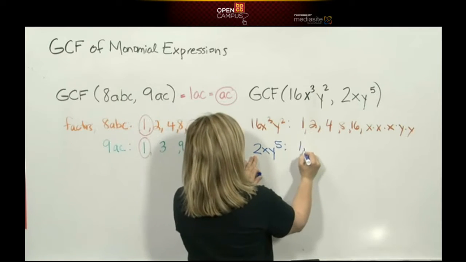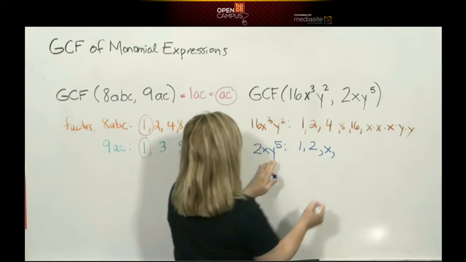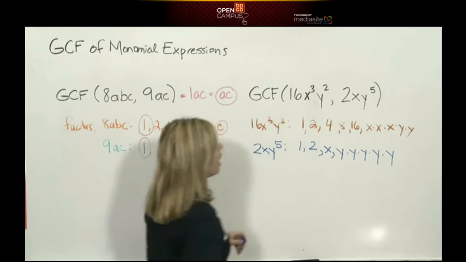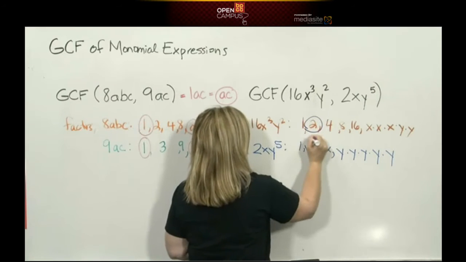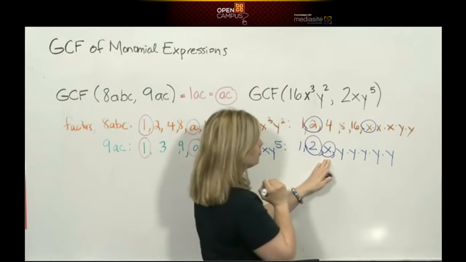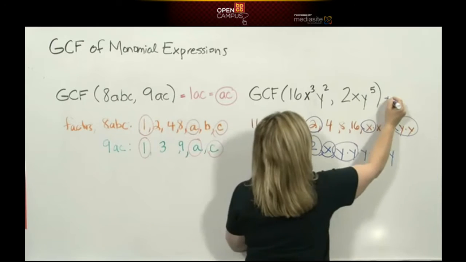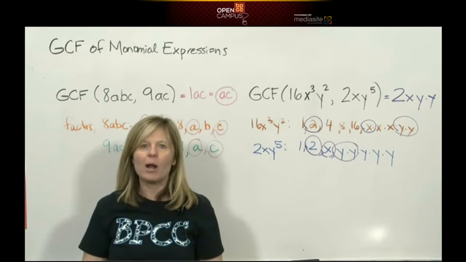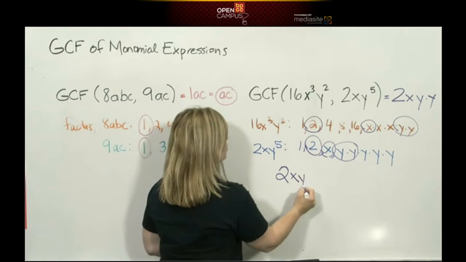The only factors that multiply to 2 are 1 and 2. X is just good old x. The only thing that can multiply to x is 1 times x. But we know y to the fifth means y times y times y times y times y. So now if we look for our greatest common factor, well, the number is obvious, it's the number 2. But then if we look, what's the greatest amount of variables they have in common? They both have 1x in common, and they both have 2y's in common. So we would say the GCF would be the number 2, the letter x, and then the 2y's, y times y. But we know a better way of writing y times y. That's written as y squared. So we would say the GCF is 2xy squared.